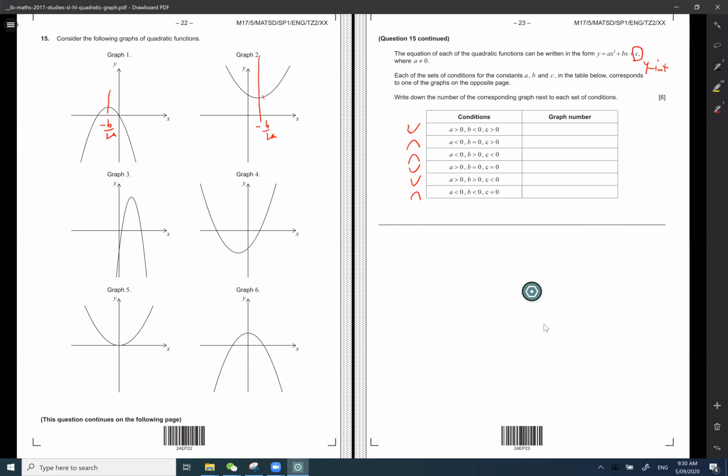So for the first one, you can write a bigger than 0, c bigger than 0. For the whole thing negative b over 2a also bigger than 0, the denominator 2a is bigger than 0 already. So negative b bigger than 0, which means b less than 0. So a bigger than 0, c bigger than 0, but b less than 0.